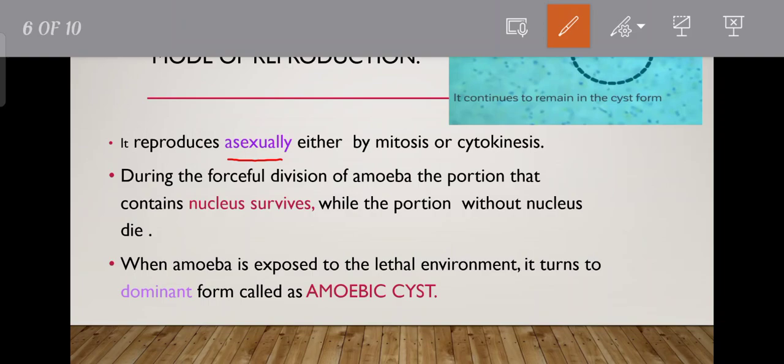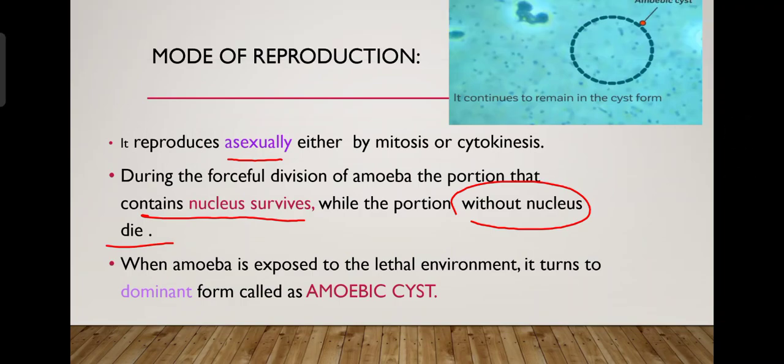During the forceful division of amoeba, the portion that contains the nucleus survives, but the portion which does not contain any nucleus dies. But when amoeba is exposed to a lethal environment, it turns into a dormant form called an amoebic cyst. Here you can see in this diagram the red dotted part is the amoebic cyst.